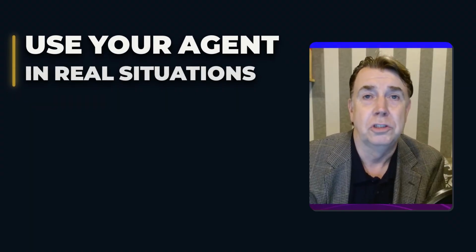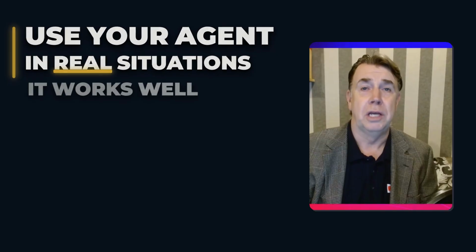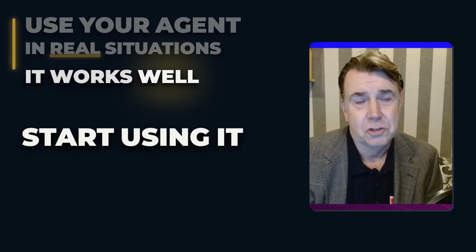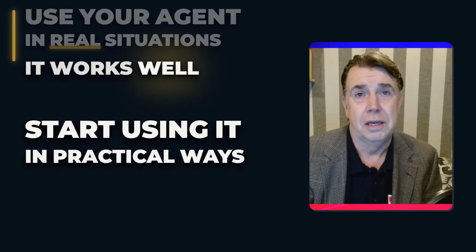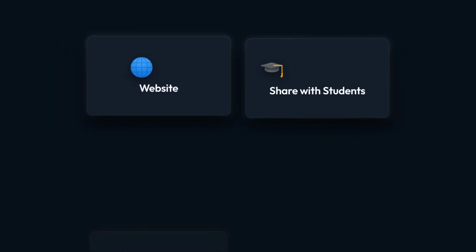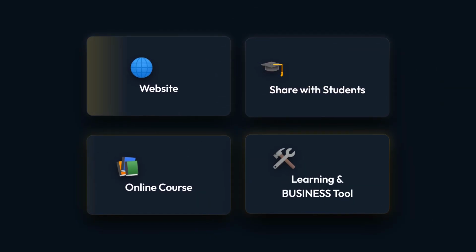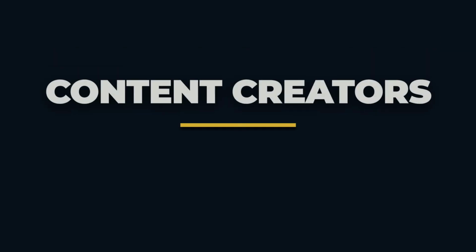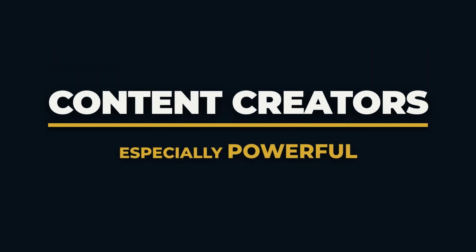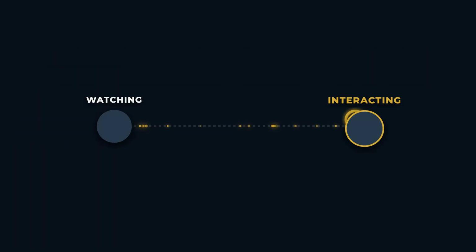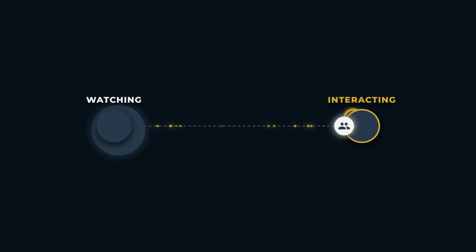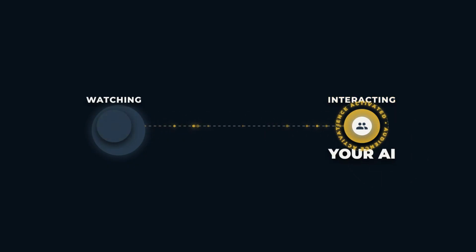Step 7. Use your agent in real situations. Once your agent works well, you can start using it in practical ways. Add it to your website. Share it with your students. Include it in an online course. Offer it as a learning or business tool. For content creators, this is especially powerful. Your audience can move from watching your content to interacting with your AI.